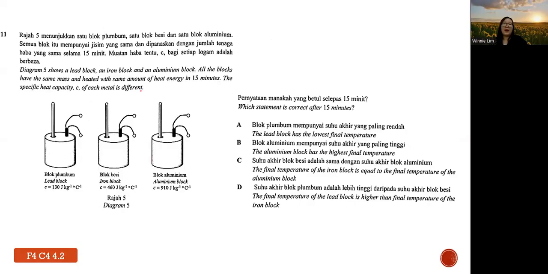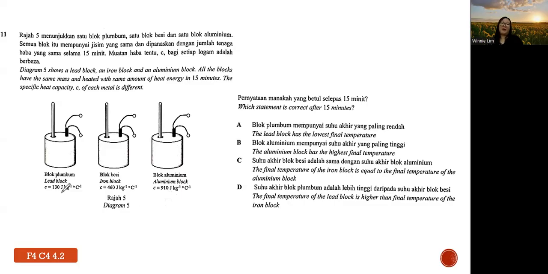Question 11. Diagram 5 shows a lead block, an iron block, and an aluminium block. All the blocks have the same mass and are heated with the same amount of heat energy in 15 minutes. The specific heat capacity of each metal is different. Which statement is correct after 15 minutes? The definition of specific heat capacity is the heat needed to increase the temperature of 1 kg of substance by 1 degree Celsius. So if you have a bigger value, that is towards the idea of a heat insulator. They need more heat supplied before the temperature increases.